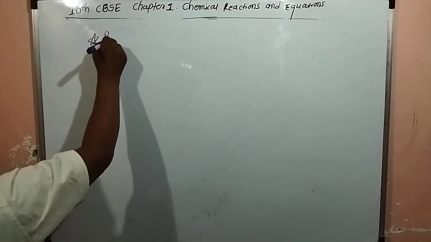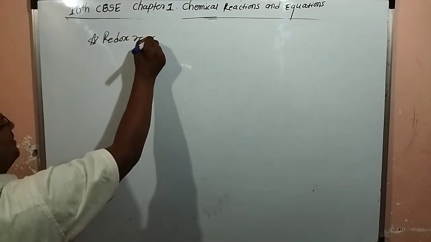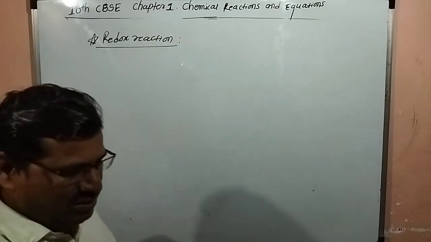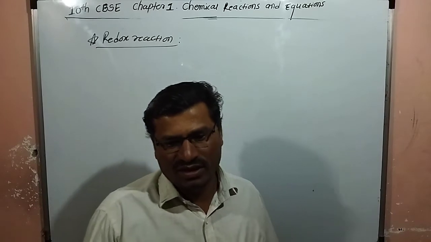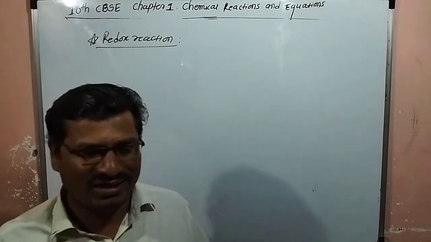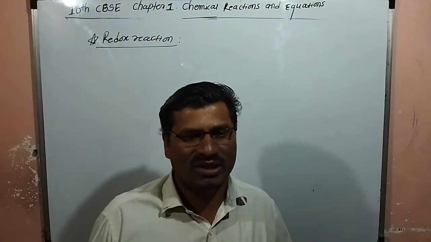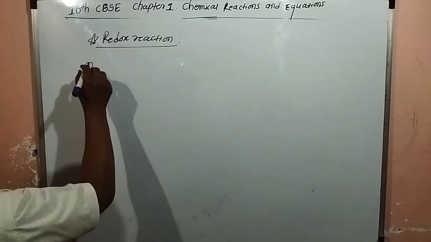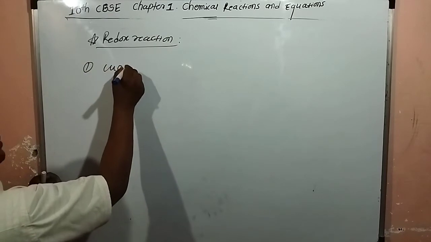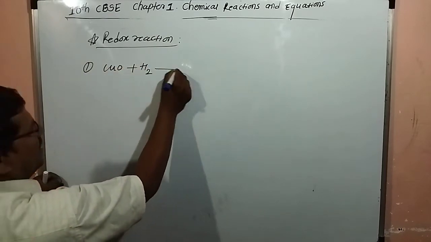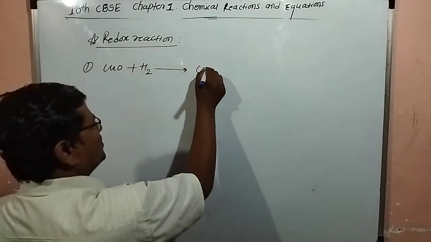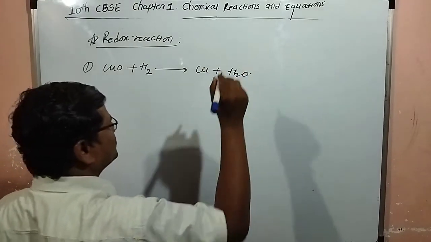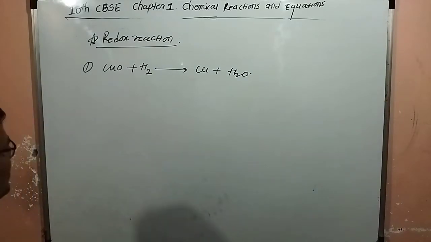The next type of chemical reaction is the redox reaction. So we'll see what a redox reaction is. We'll take some examples first, and with the help of those examples we'll understand what type of chemical reaction it is. The first example is CuO plus H2 forming Cu plus H2O. Here two types of reactions are there.